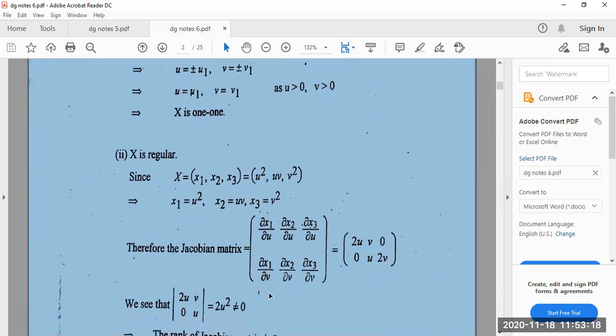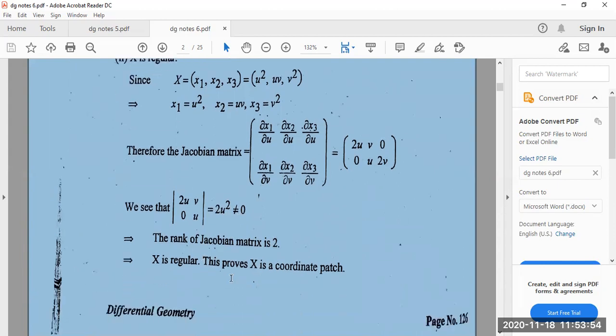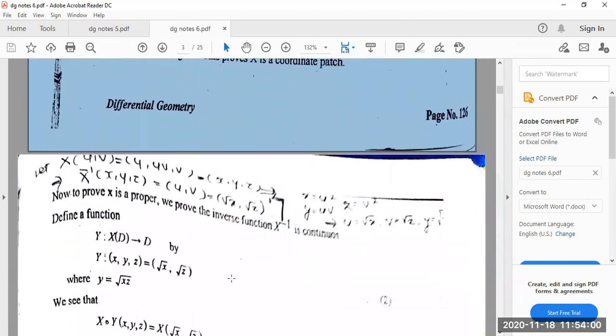Now if you observe this Jacobian matrix, if u and v are both strictly greater than 0, then the rank, or the determinant of any 2 by 2 submatrix, is non-zero. Taking the 2 by 2 submatrix with entries 2u, v, 0, u, we get 2u square, but u is strictly greater than 0, hence the rank of the Jacobian matrix is equal to 2. By definition, we can say that x is a regular mapping, so x is a coordinate patch.